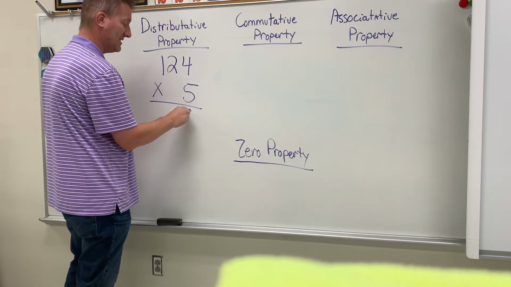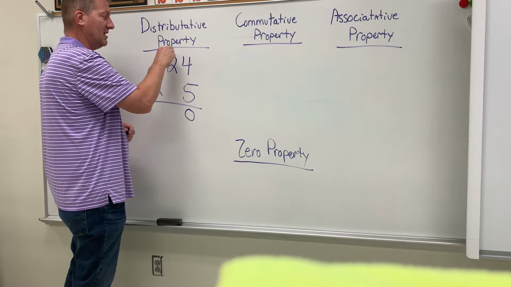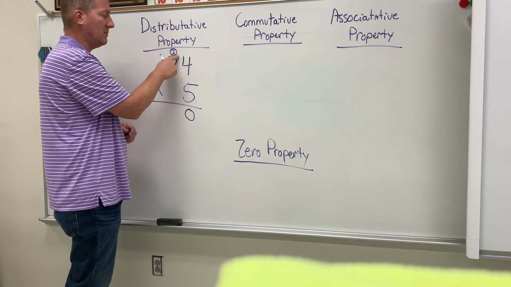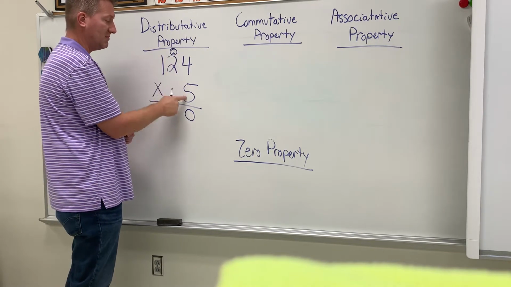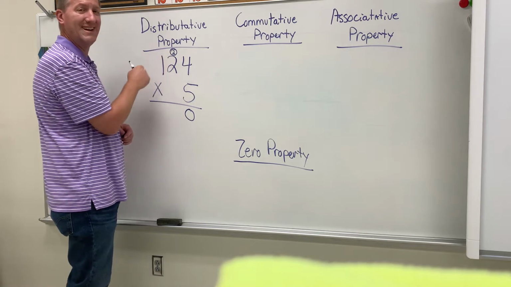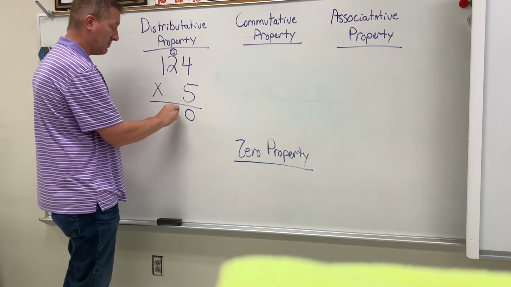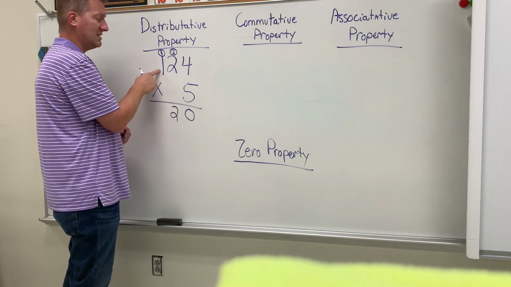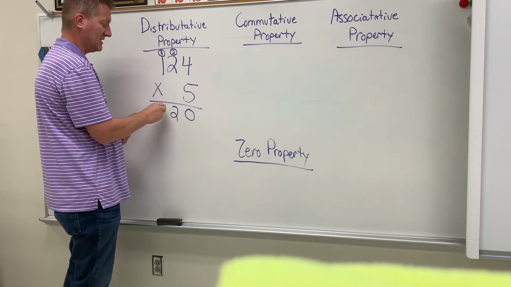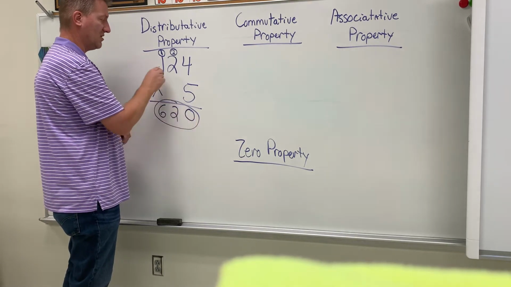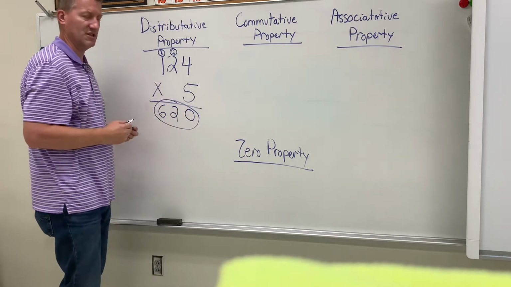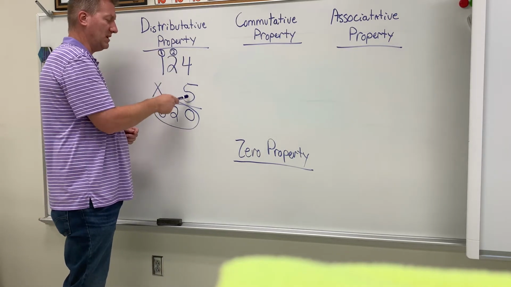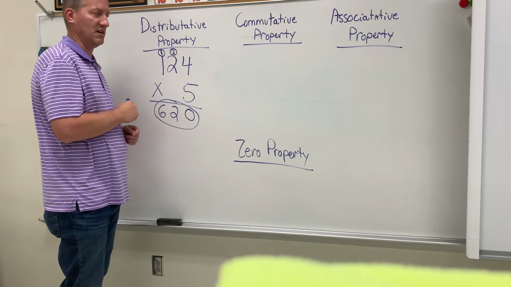Very good. You put the 0 down, you carry the 2. 5 times 2 is 10, plus the 2. So 5 times 2 is 10, plus the 2 gets me 12. So I'm going to put the 2 down. I'm going to carry the 10s up here. 5 times 1 is 5, plus 1 is 6. So there's my answer. 124 times 5 would be 620. That is using the distributive property. I'm distributing that to each of the place values.